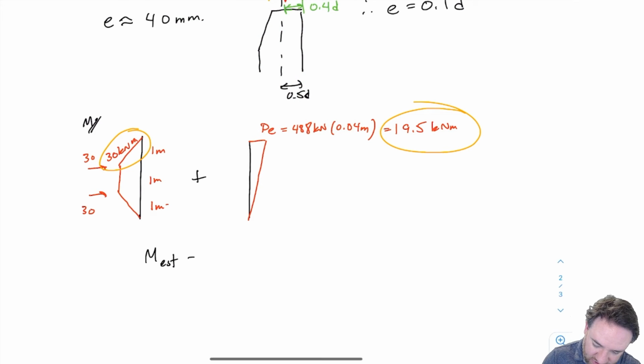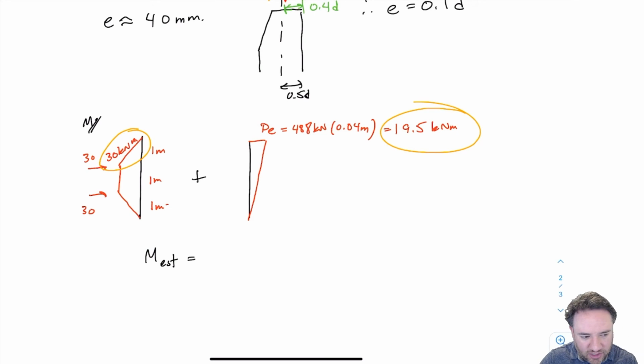Okay, I'm doing things super rushed. Now you could take more care at this point if you want. That's totally fine. These moments aren't even in the same location, right? They're in totally different locations. Like the PE is at the top, and that moment, 30 kilonewtons per meter, is kind of a third of the way down. But anyway, I'm just going to add them all together for now.